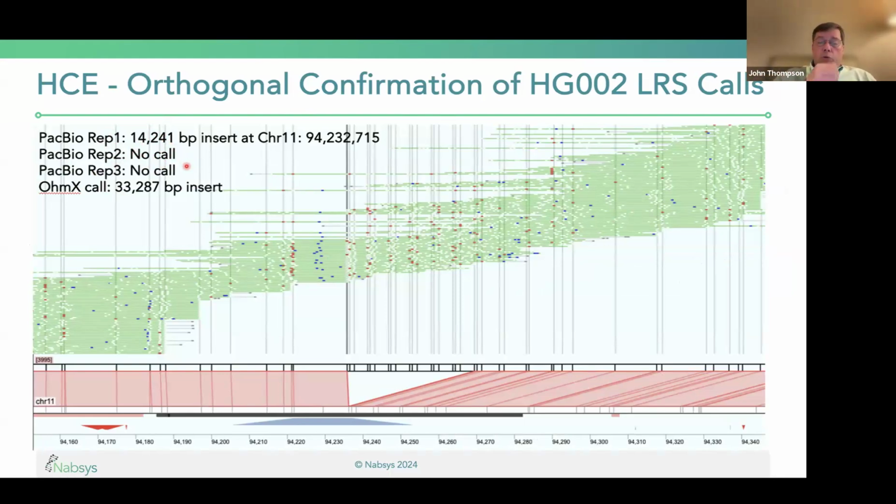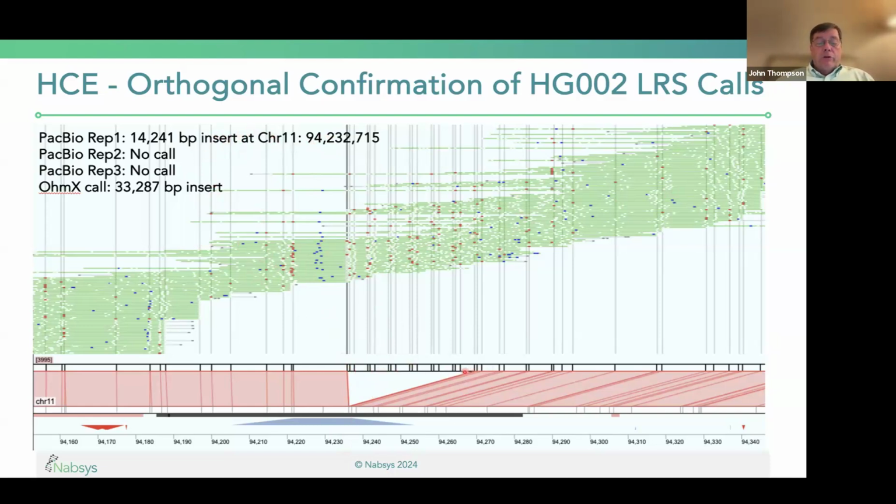So there's a call here for a 14 kb insert in chromosome 11, around 94 million. So the question is, which of these replicates is right? And the answer is probably none of them, because what we see in that region, and we have molecules that map over this whole region, is not a 14 kb insert, but a 33 kb insert.